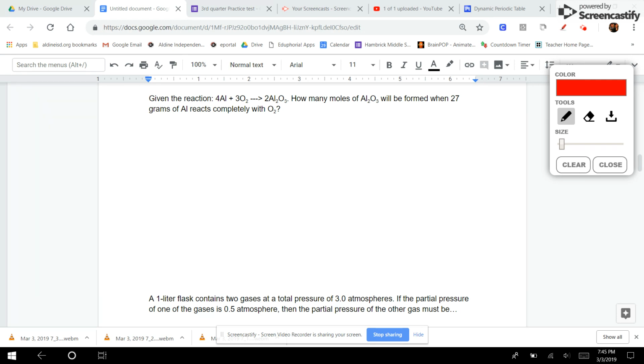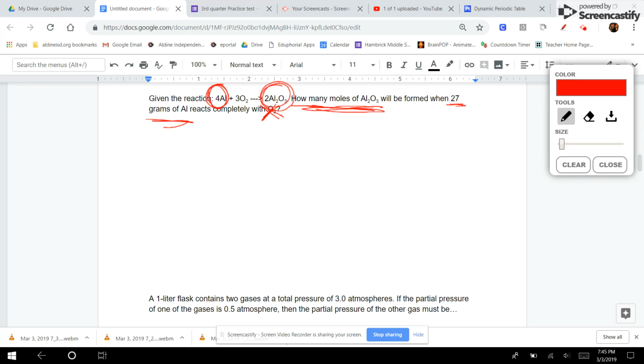Our first step was to look at the chemical equation and circle the two chemicals that we'll be working with. So the question says, how many moles of aluminum oxide will be formed when 27 grams of aluminum reacts completely? So I need aluminum and I need aluminum oxide. I do not need oxygen because that statement is just saying that oxygen is readily available in the chemical reaction.